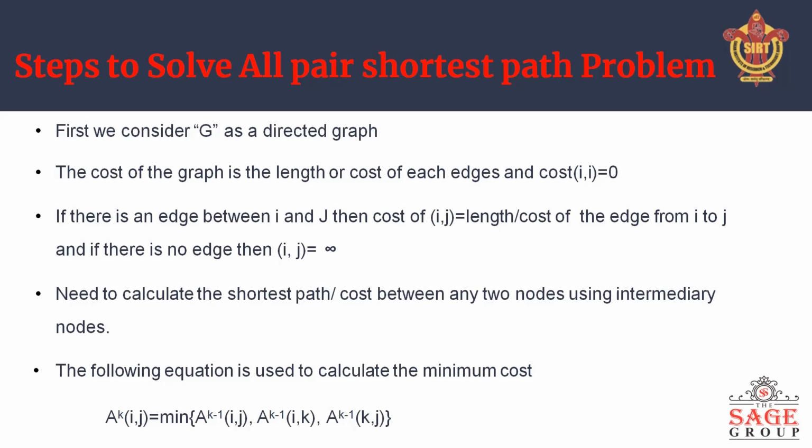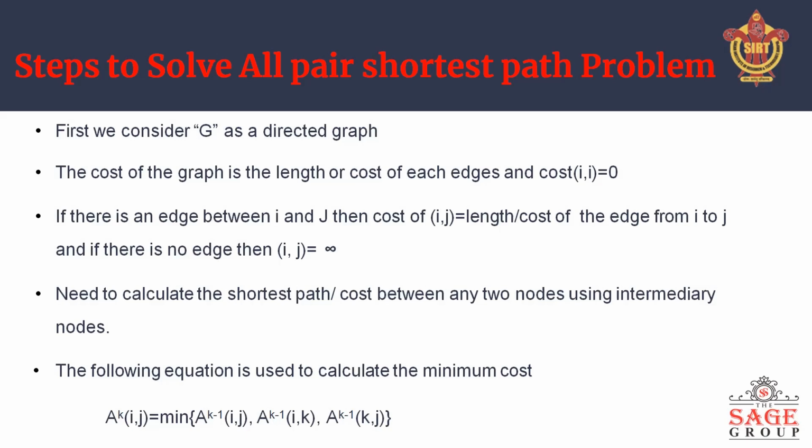This means we have no direct connection between these two vertices. We need to calculate the shortest path cost between any two nodes using intermediary nodes. We use the following equation to calculate the minimum cost: A^k(i, j) is equal to, where k represents the intermediate node through which the path has been selected.